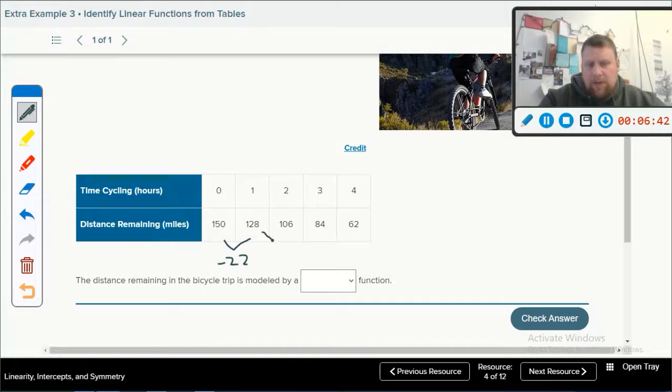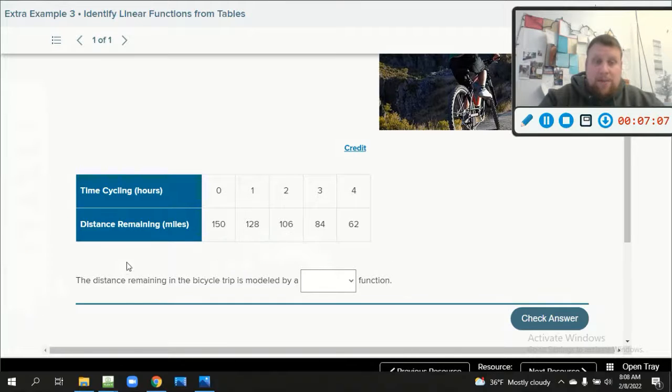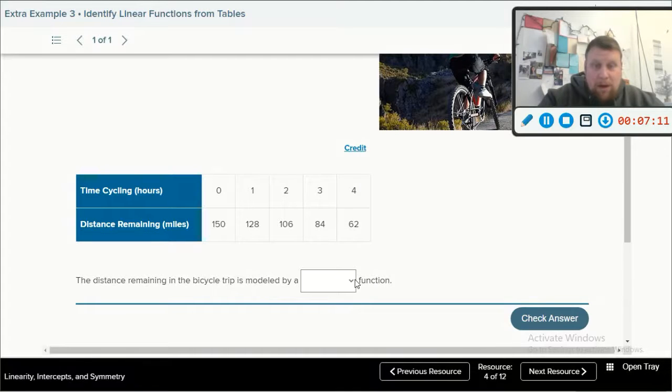So it's going down 22 each time. What's this going down? Again, minus 22. Notice that what we're growing by, and even though it's growing negatively, it's still a growth, is the same each time. It's 22 each time. Because of this, we know that it is a linear function if the growth is the same. If the growth was changing, that would be nonlinear. But it's the same, so it's linear. The distance remaining in the bicycle trip is modeled by a linear function. It's linear.